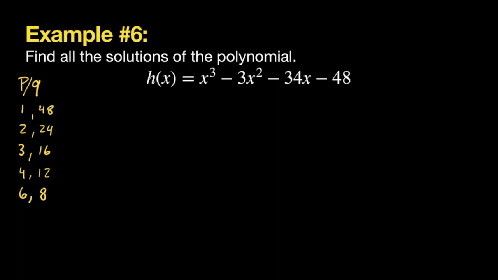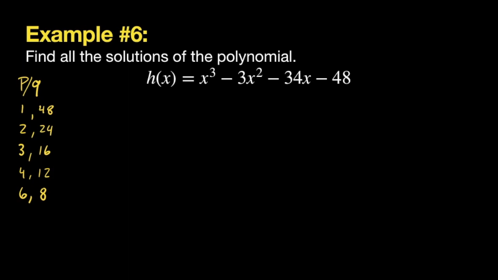So all the possible factors are 1, 2, 3, 4, 6, 8, 12, 16, 24, and 48. And we have the positive and negative of all these numbers. We know that we only have those and there's no fractions because the q is 1, so we don't have anything there. I wrote it vertically just to save some space.